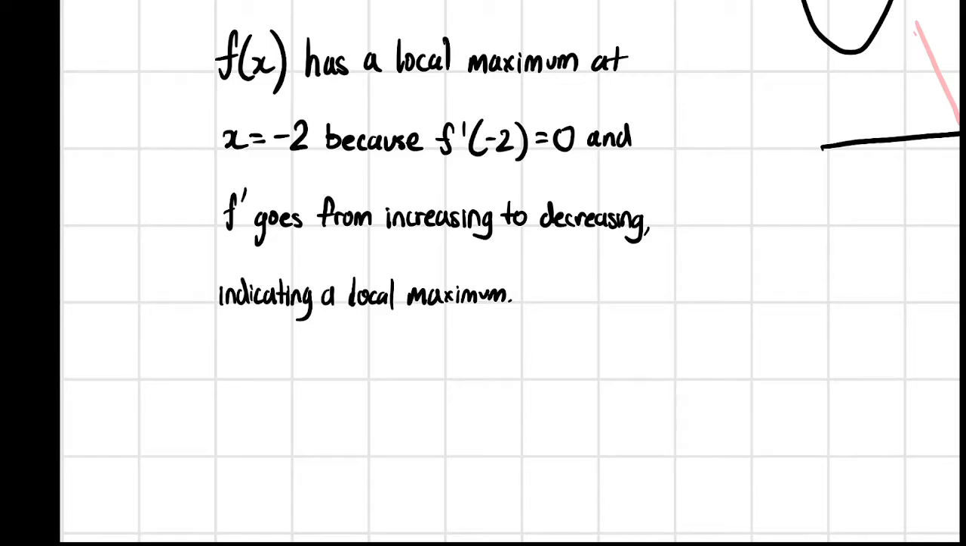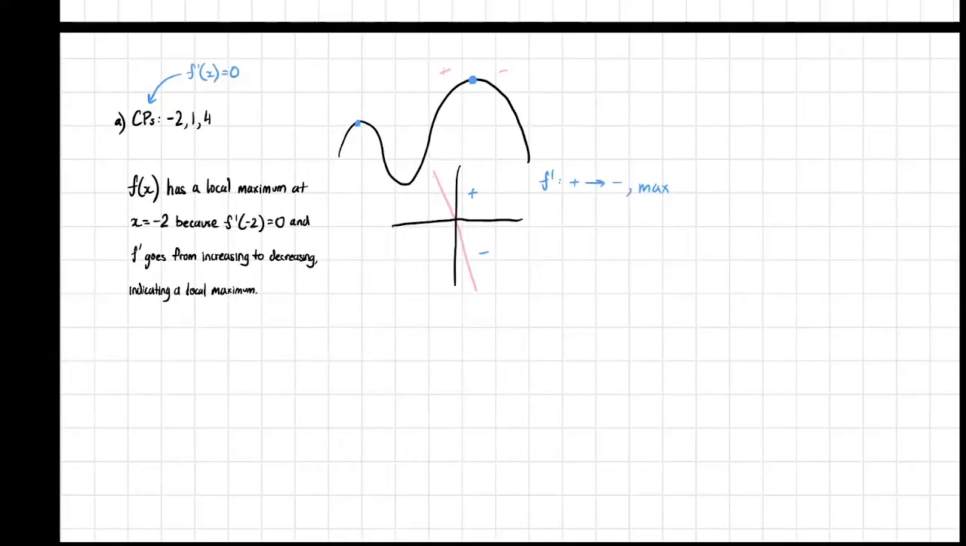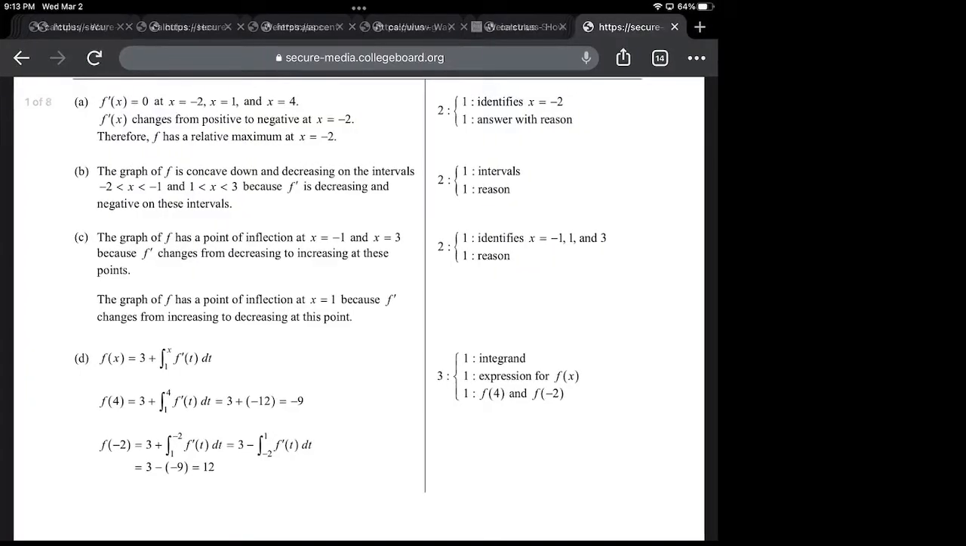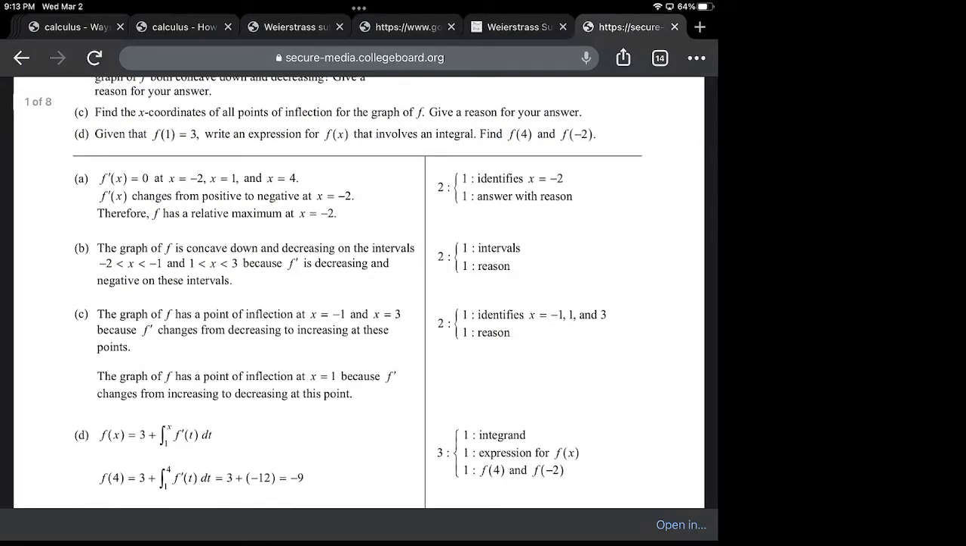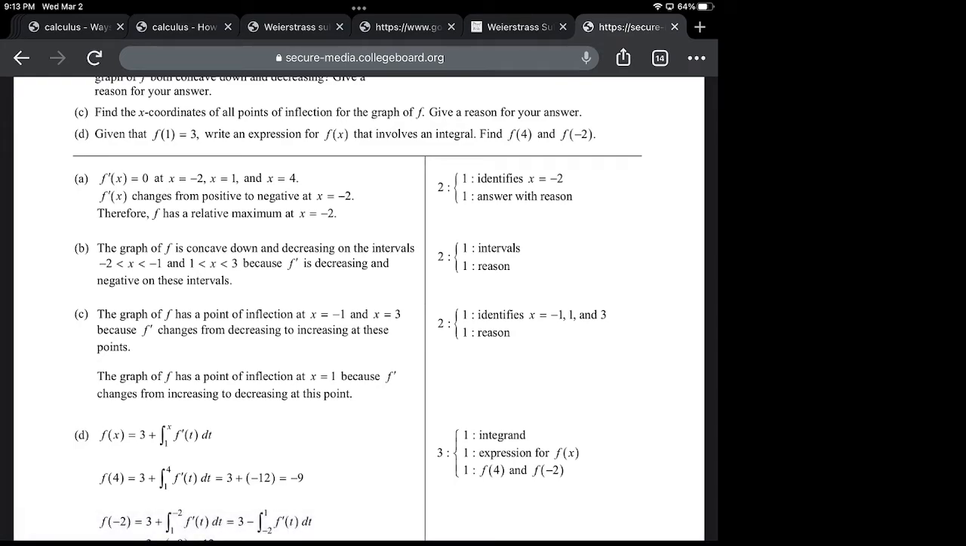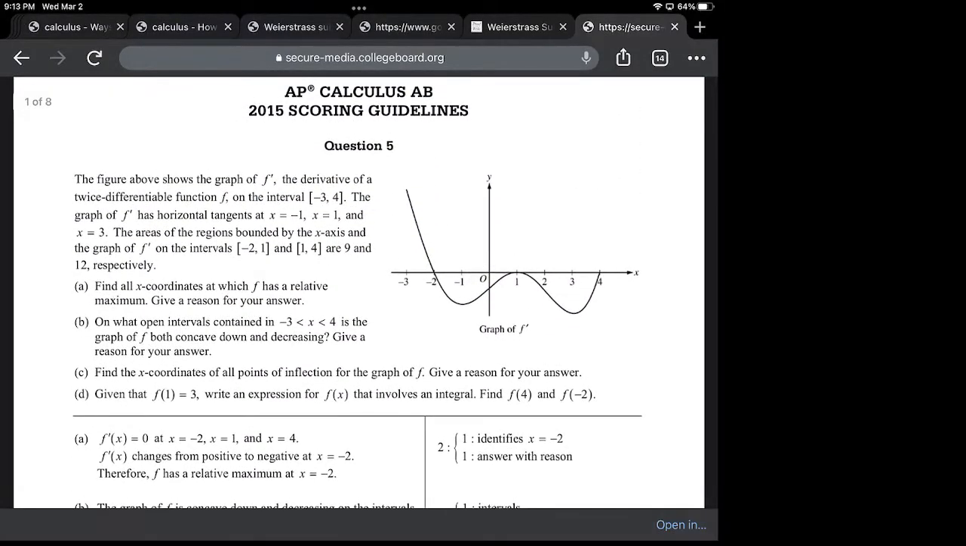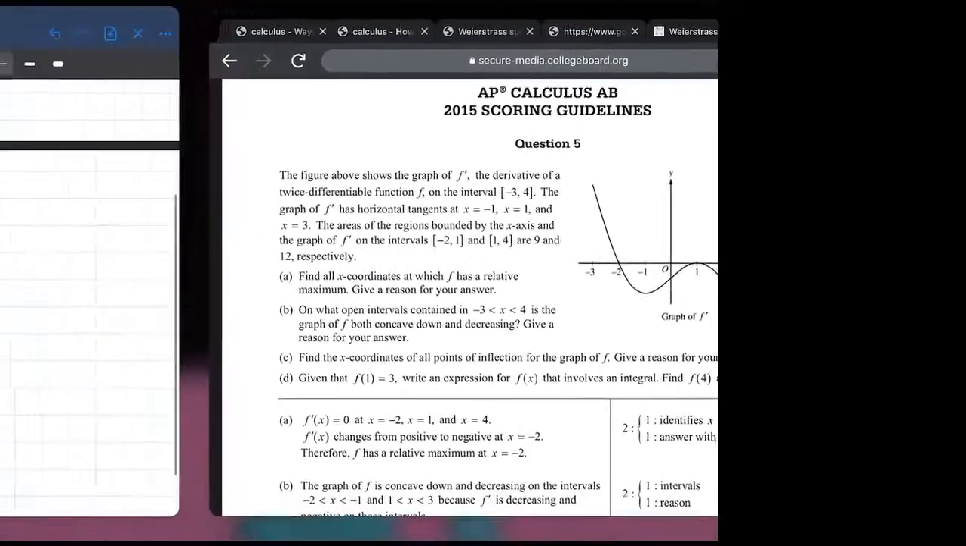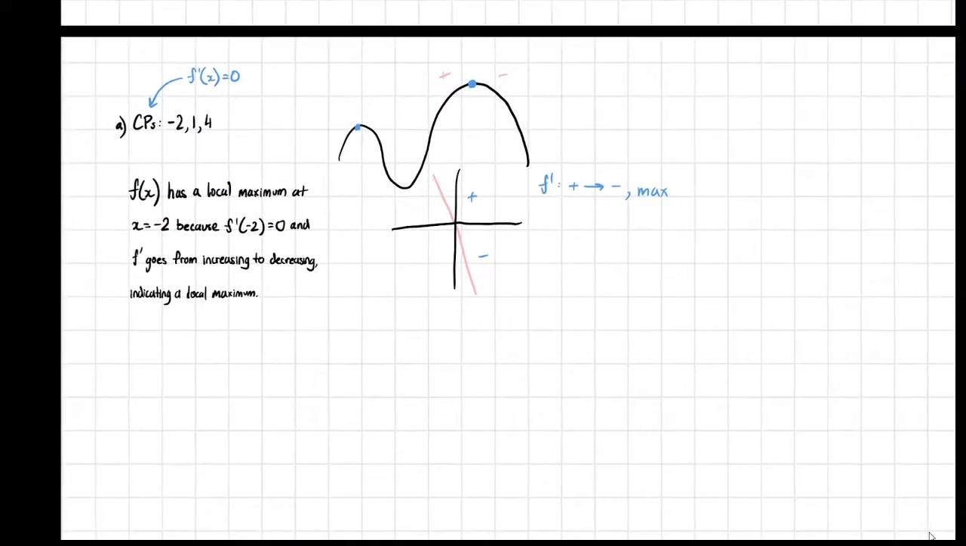I know that is the right answer. Let's just go to the AP docs real quick and look. First, they obviously do their f prime equals 0 preliminary checks: -2, 1, and 4. That's what I said. And then f prime changes from positive to negative at -2. Okay, so that's what they did as well. So I guess that's good.